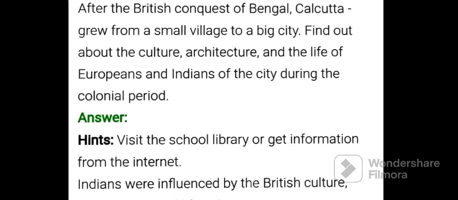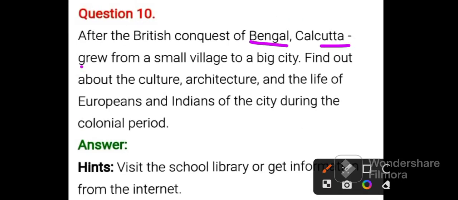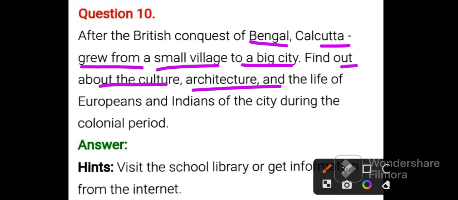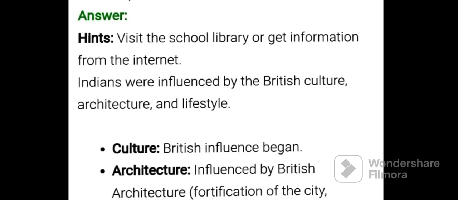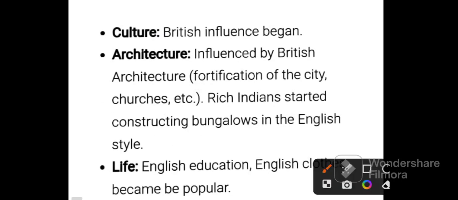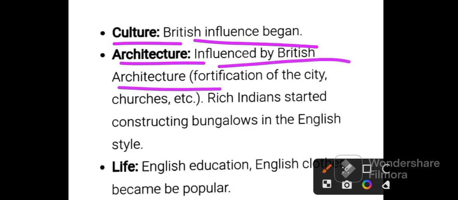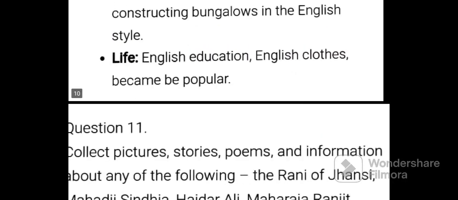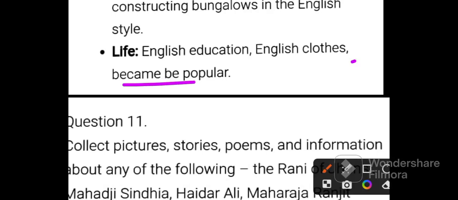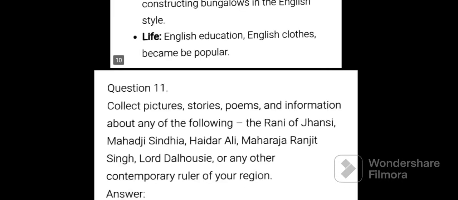Question 10. After the British conquest of Bengal, Calcutta grew from a small village to a big city. Find out about the culture, architecture, and life of the Europeans and the Indians of the city during the colonial period. So the answer: culture. British influence began. Architecture was influenced by British architecture. Rich Indians started constructing bungalows in the English style. Life: English education and English clothes became popular.